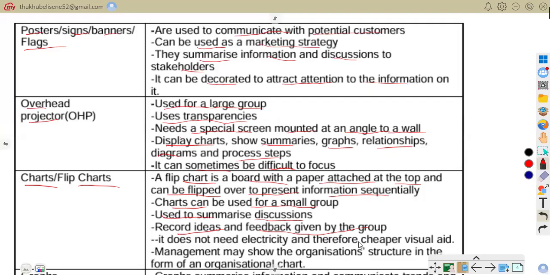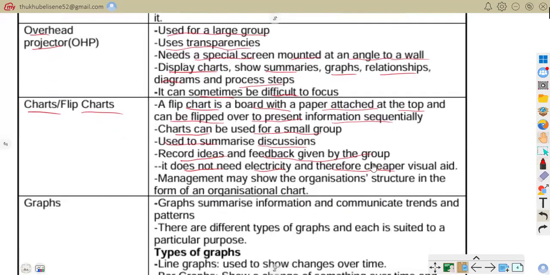So the presenter writes participant suggestions, because we are saying record ideas and feedback given by the group, for example recording brainstorming ideas. It does not need electricity and is therefore a cheaper visual aid. Does not need electricity, so it's very cheap.